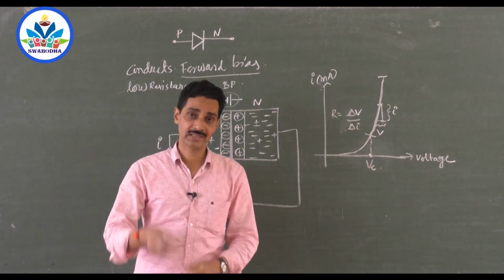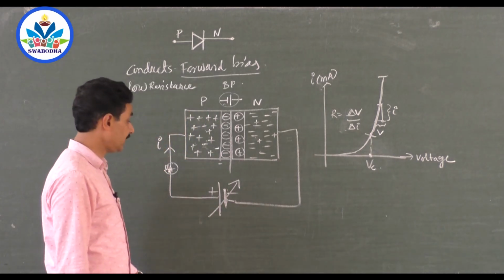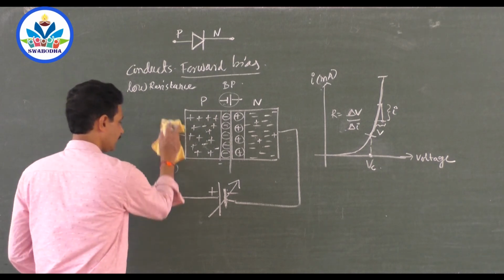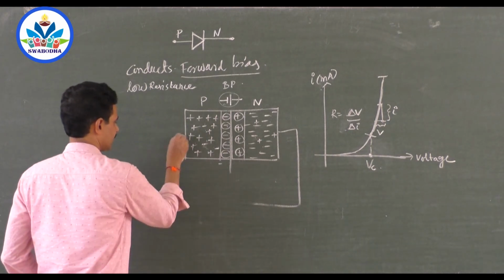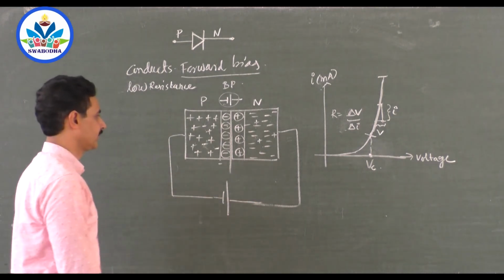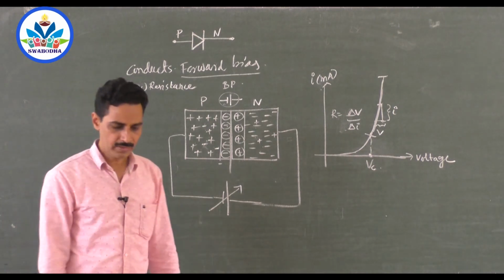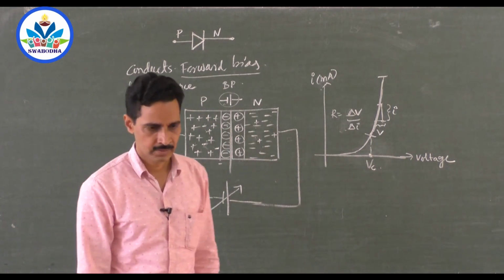But when we go for the reverse bias, what do you mean by reverse bias? The P region of the diode is connected to the negative of the battery, and N region of the diode is connected to the positive of the battery, like this. This is called reverse bias. Again, the same battery where it can be varied. So what do you mean by reverse biasing a diode?